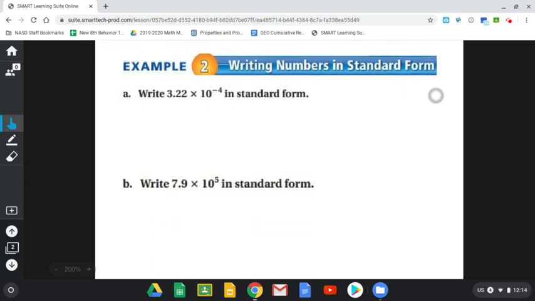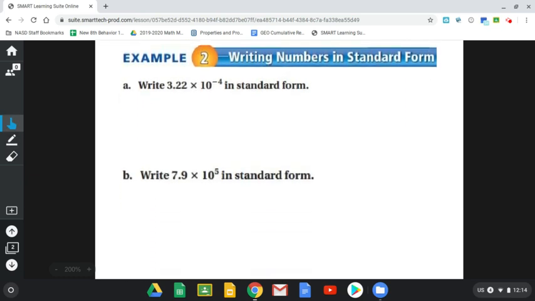Okay, so let's go to example A. So we want to write 3.22 times 10 to the negative fourth in standard form. So the first thing we're going to do, step 1, is we're going to take that 3.22 and we're going to write it down. There's a decimal point there. Okay.